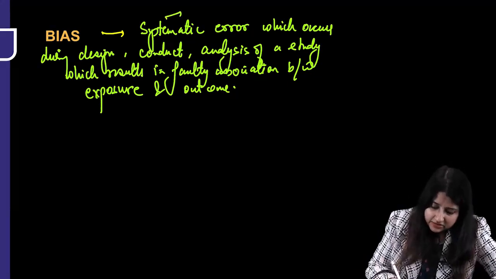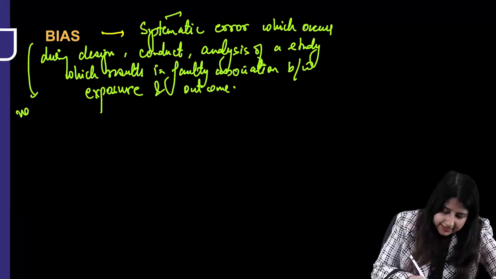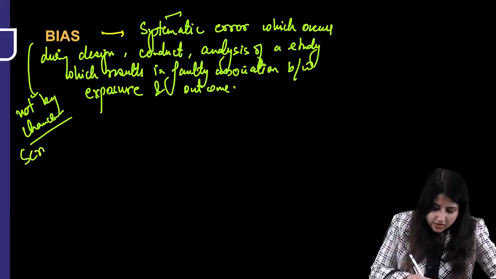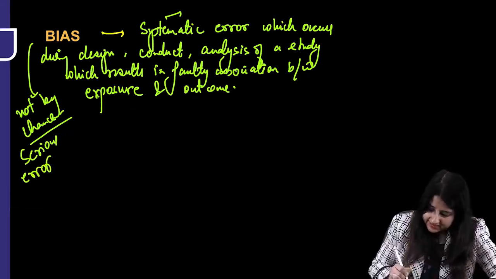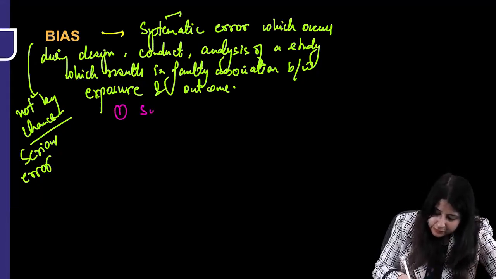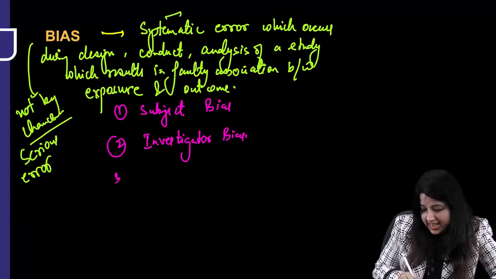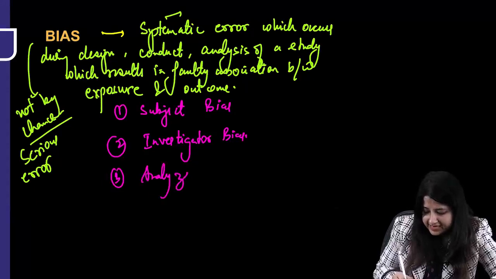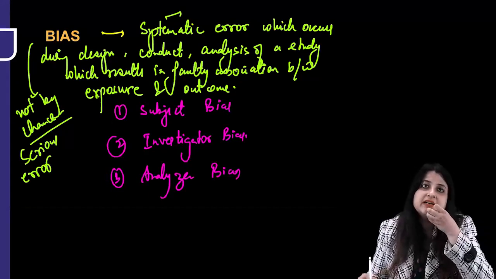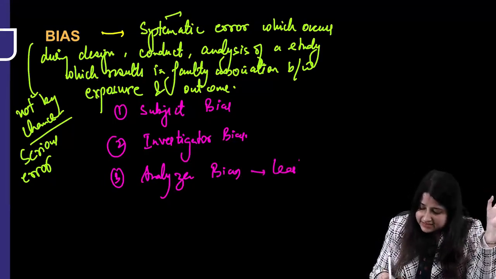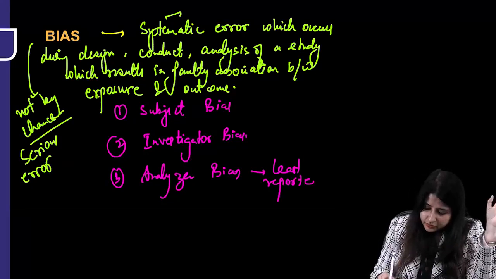Now remember, it is not by chance. It is actually happening. It's a serious error. And who can commit this error? It can be committed by a subject, so you can have a subject bias. You can also have an investigator bias, and we can also have an analyzer bias. Nowadays, the person who's doing the investigation is only the analyzer, so analyzer bias is the least reported.